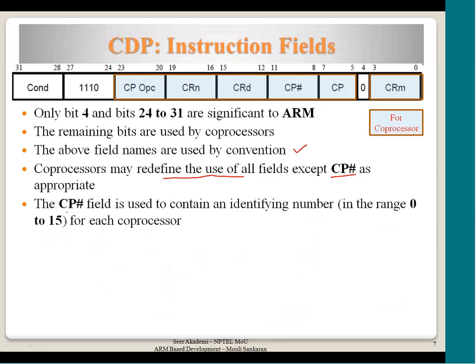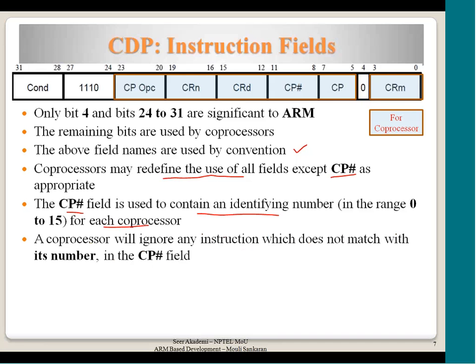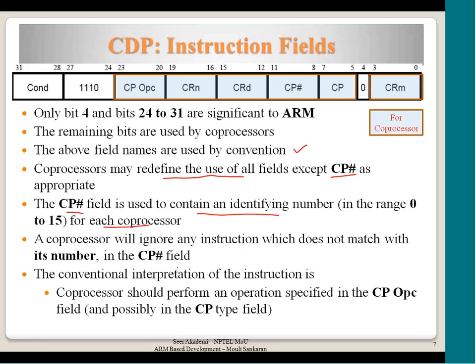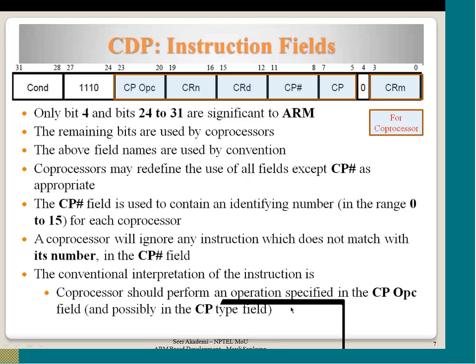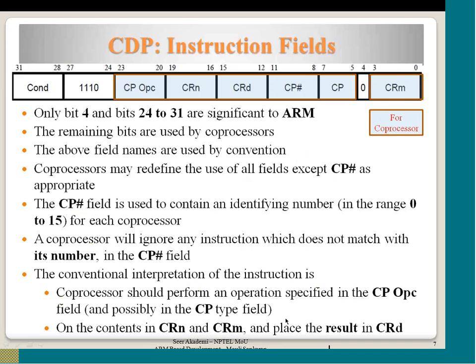The CP field is used to contain an identifying number of each coprocessor. A coprocessor will ignore any instruction which does not match its ID. The conventional interpretation of the instruction is that the coprocessor should perform an operation specified in this field. The operation to be performed is conventionally represented in this bit position, these are the operands, Rn and Rm, and this is the destination. This is the convention you are free to follow if you like it, otherwise as a coprocessor designer you can decide to do it a different way. I hope this is clear to you. I took a little more time to explain. The result goes into CRd, that is the convention.